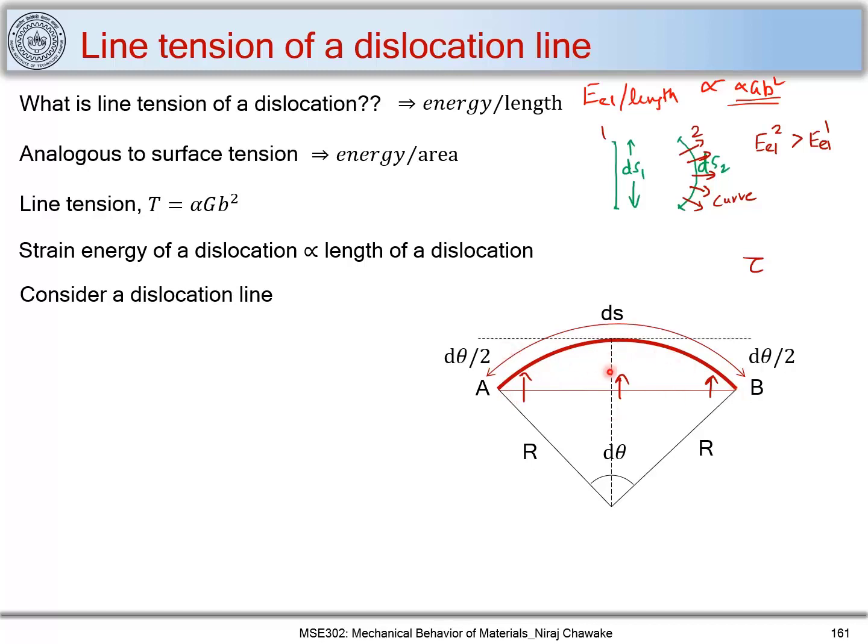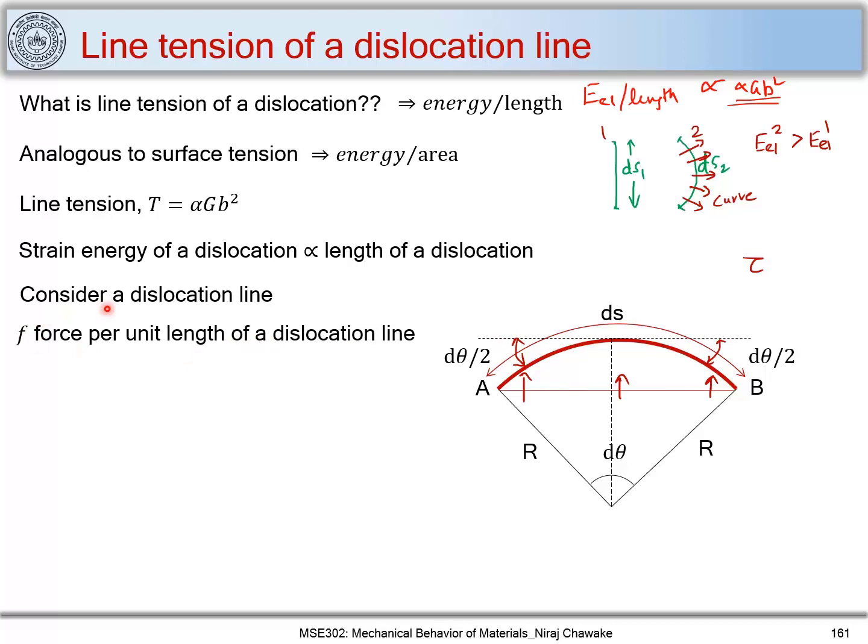So when we see the geometry of this dislocation, as we are considering a very small length of a dislocation, this d theta is very small, and thus we can consider that when you draw a tangent here, this angle will be d theta by 2, and this angle also will be d theta by 2. Let us mark that also. So these angles are d theta by 2.